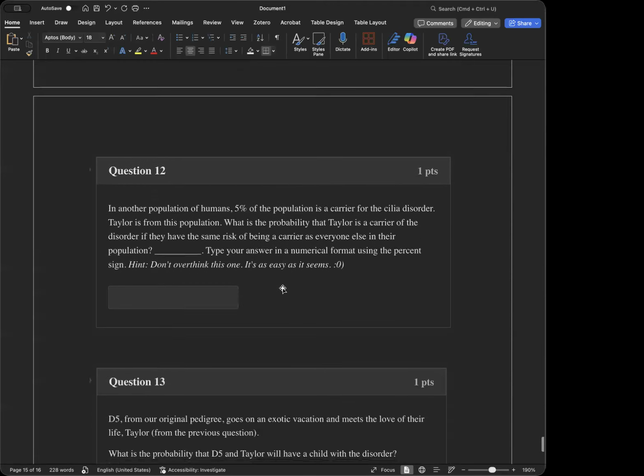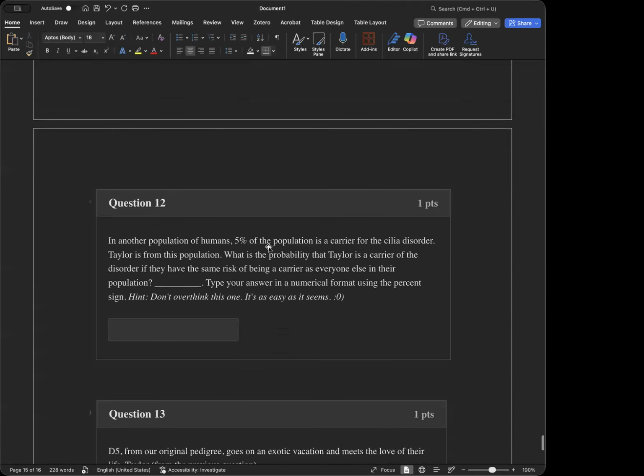So now in another population of humans, 5% of the population is a carrier for Celia disorder. Taylor is from this population. What is the probability that Taylor is a carrier of the disorder if Taylor has the same risk of being a carrier as everyone else in this population? Hint, don't overthink this one. It's as easy as it seems.